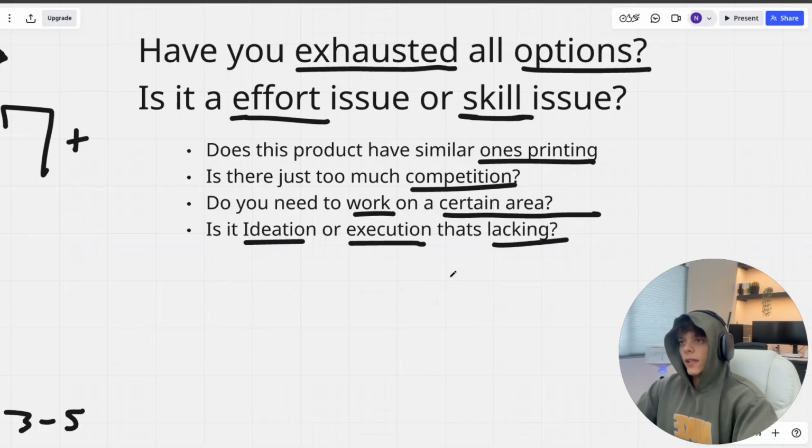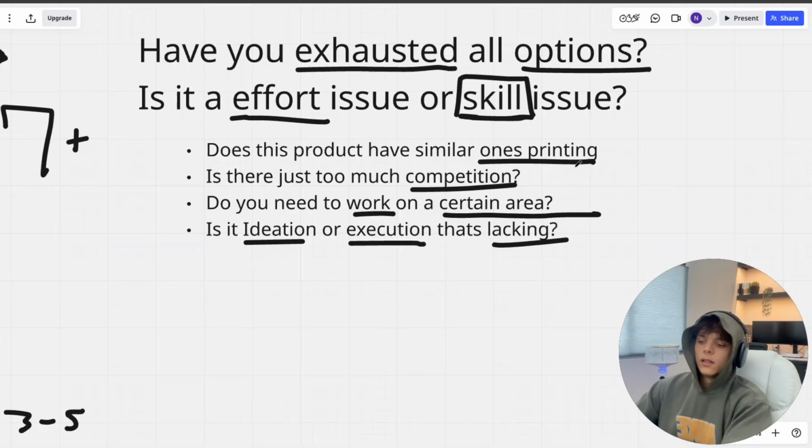And if it's just a skill issue, and let's say there are similar ones printing, you don't want it to be too similar, you don't want it to be your exact product, but maybe yours is a different form, or even better, and there are other ones printing, then maybe this is a product you double down on and just improve your skill.